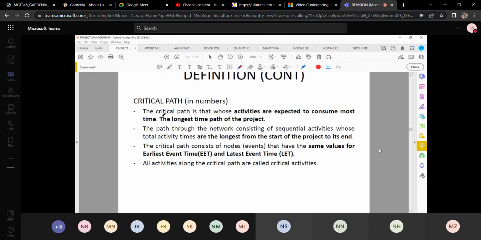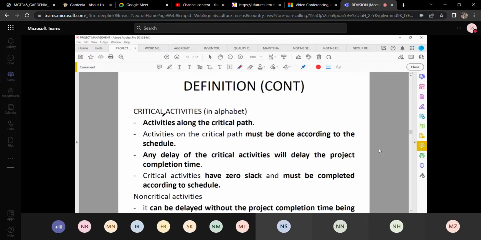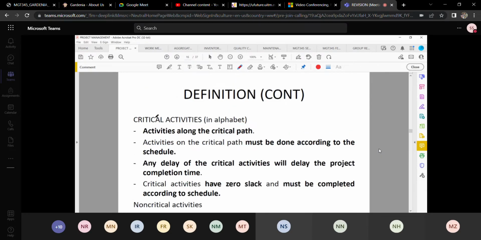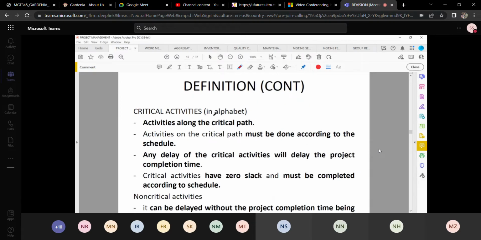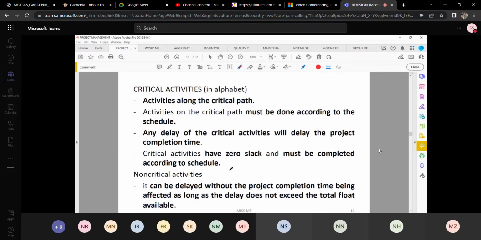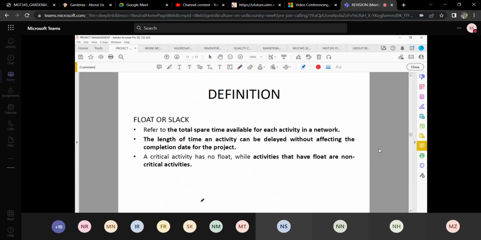And then activities along the critical path, we call those the critical activities. Critical path, it is in numbers. Critical activities, it is in alphabets. Okay, any delay in the critical activities will delay the project completion time. Okay, what is the difference between critical activities and non-critical activities? For non-critical activities, that particular activity can be delayed without the project completion time being affected, as long as the delay does not exceed the total float available.